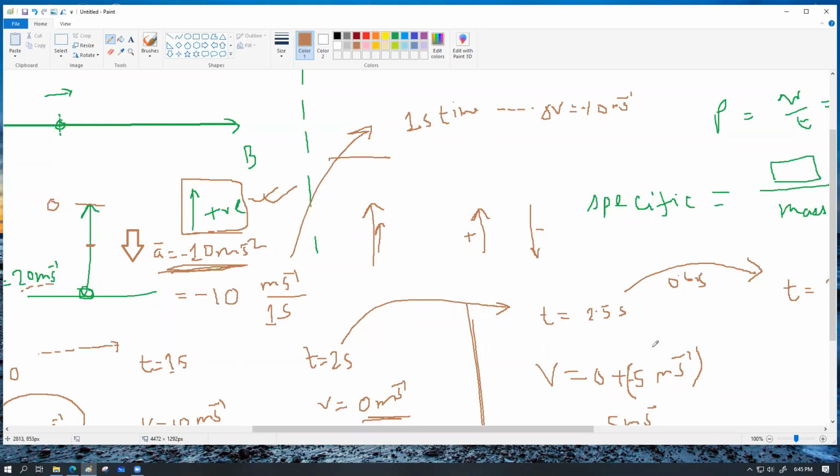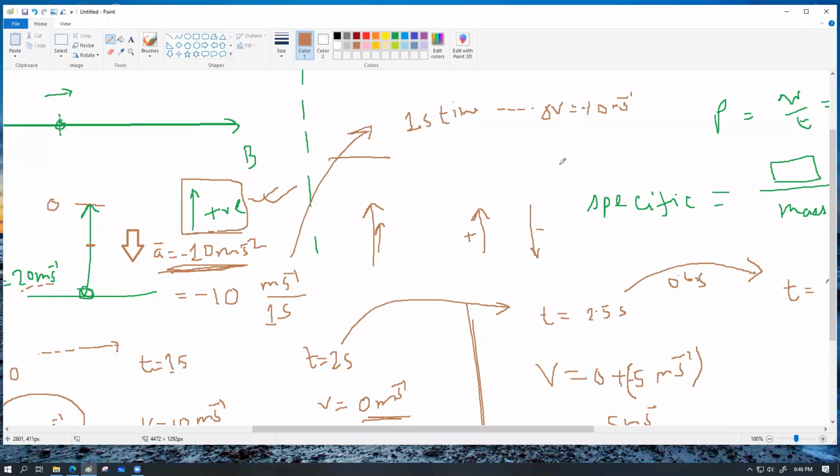Which means that if we have 0.6 seconds, so that is 0.6 over here, how much would be the change of velocity? Sir, can you please repeat? It should be -6, yes.